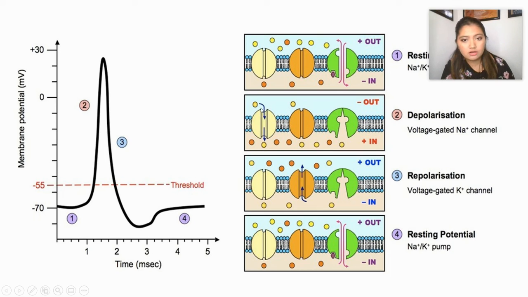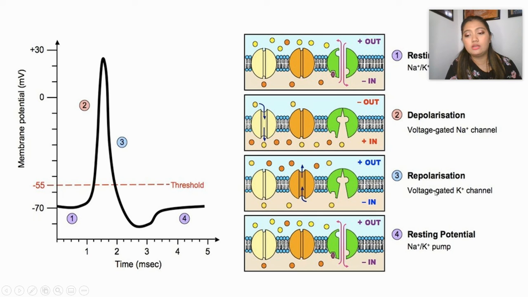That's happening right here. It'll open and then it'll let the sodium ions through, which has a positive charge, turning the inside of the cell positive and the outside of the cell negative. Right, and then we hit the top and then go back down for repolarization.